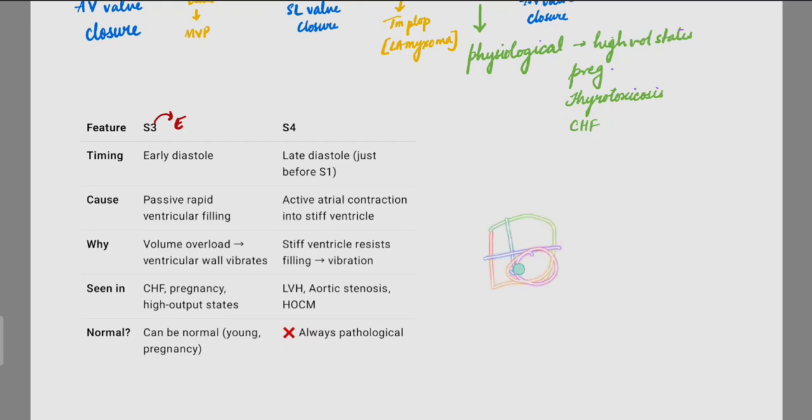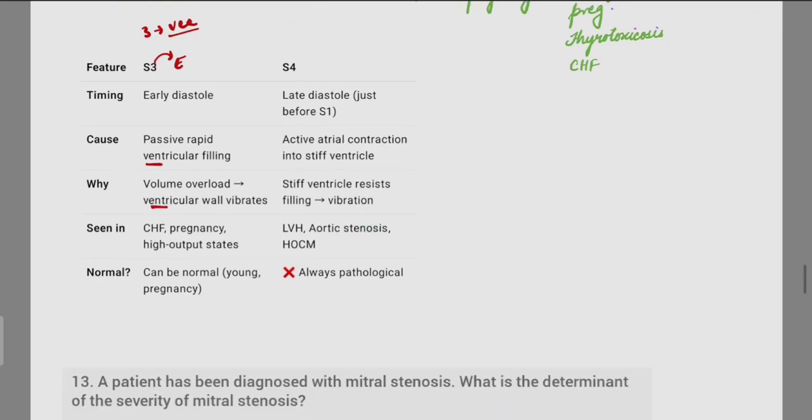In the ventricle you already have volume overload, and when it fills passively and rapidly, the ventricular wall will vibrate. So that is your S3. S3 is V: ventricular filling, passive ventricular filling, the ventricular wall vibrates. S3 is physiological; you will see it in congestive heart failure, pregnancy, and high output states, and it can be normal as well.